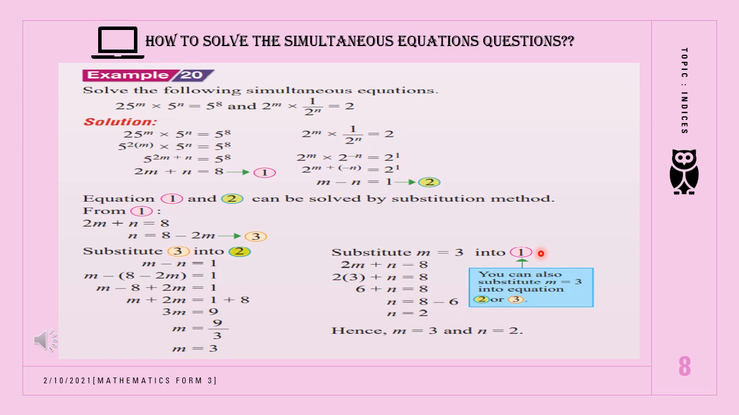So you need to write m minus, in brackets, 8 minus 2m, close bracket, equal to 1. And then you expand it: m minus 8 plus 2m equal to 1, so m plus 2m equal to 1 plus 8. You change the 8 to become plus, moving it to the right side. The answer will be 3m equal to 9.